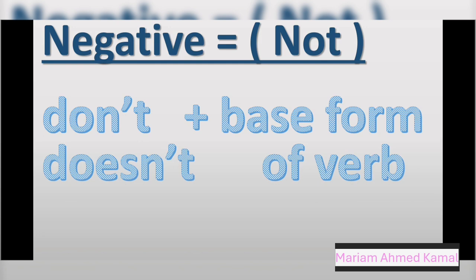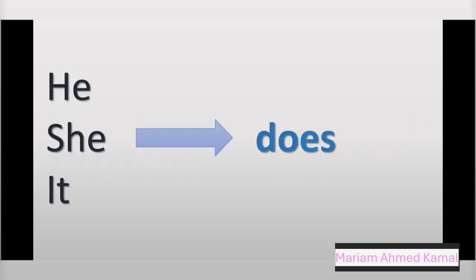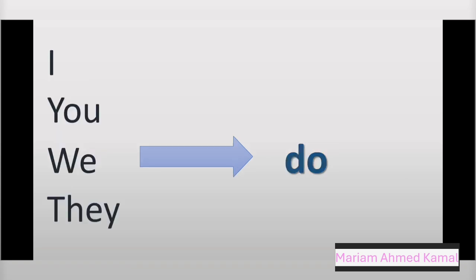So when are we going to use don't and doesn't? The pronouns he, she, and it take does. So in negative we use doesn't with he, she, and it. Okay, and what about the rest of the pronouns? I, you, we, or they? We use the helper do, and in negative we call it don't. Okay, so let's have a look here for the example.